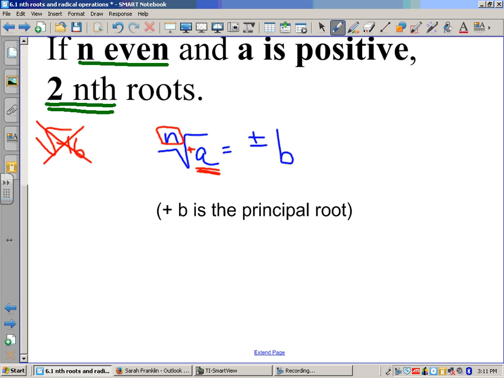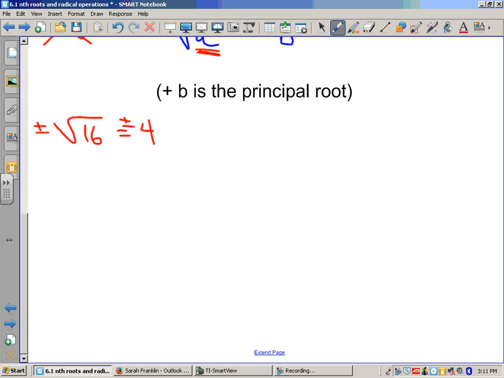Now, the positive is the principal root. That's the root that the calculator gives you. If I say, what's the square root of 16? You get 4. But if we want both roots, it's plus or minus 4. Whereas with an odd root, you can't do that. If I say, what's the fourth root of 81? What number times itself 4 times is 81? We'd have 3. But if I said I want both of those roots, plus or minus 3.